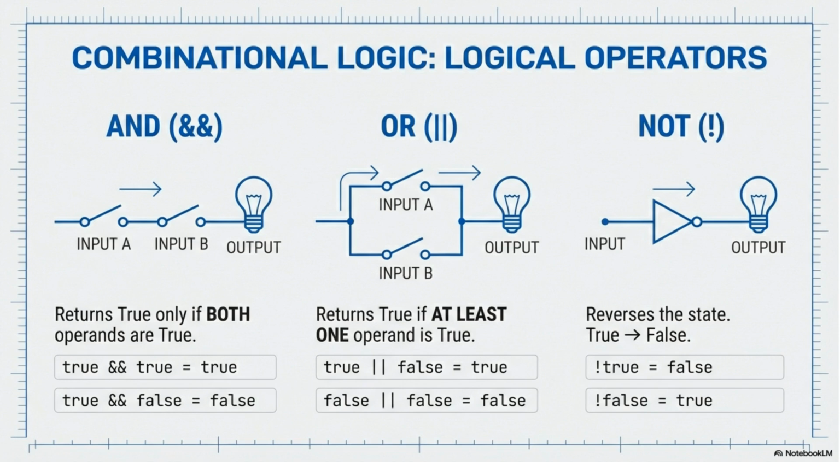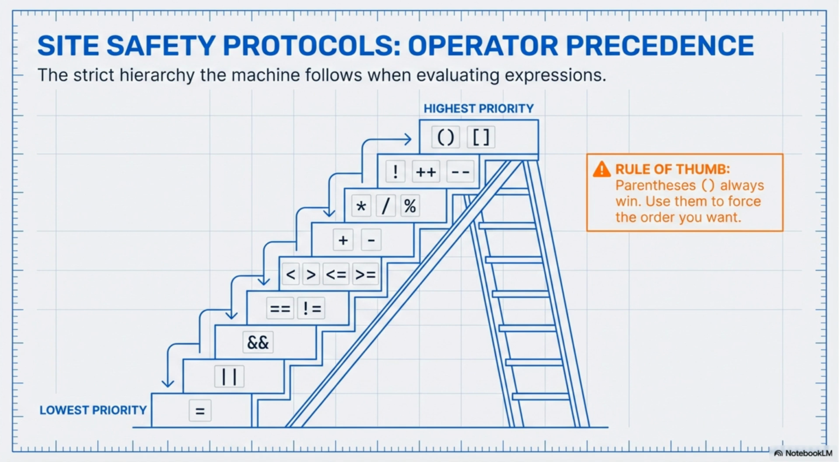Logical operators facilitate combinational logic. And, represented by and, returns true only if both operands are true. OR returns true if at least one is true. Not reverses the state. Operator precedence establishes the strict hierarchy for evaluating expressions.